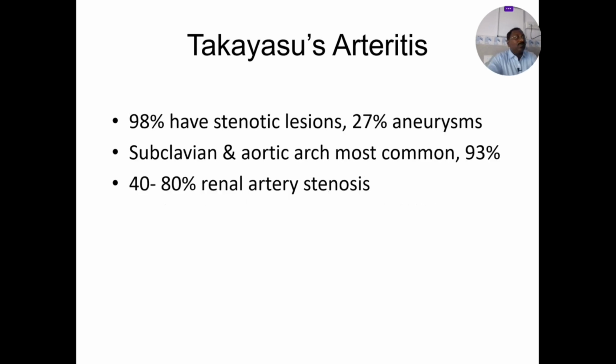98% have stenotic lesions. So that is the reason if it involves the renal artery, these people will present with accelerated hypertension. The blood pressure will be 260 by 140. And if you advise a renal angiogram, it shows a narrowing of the renal artery.